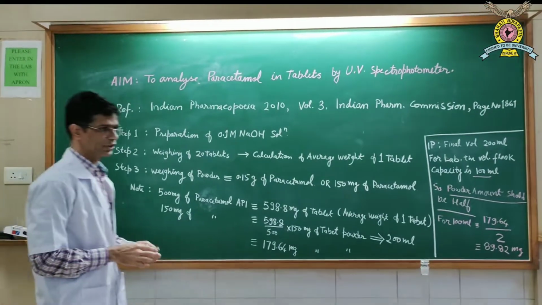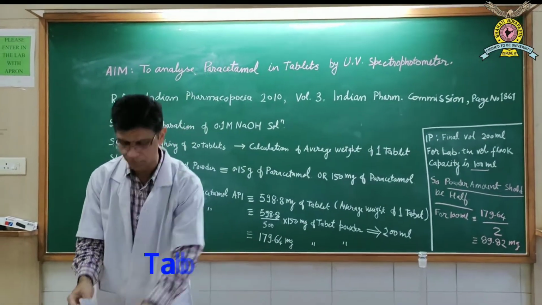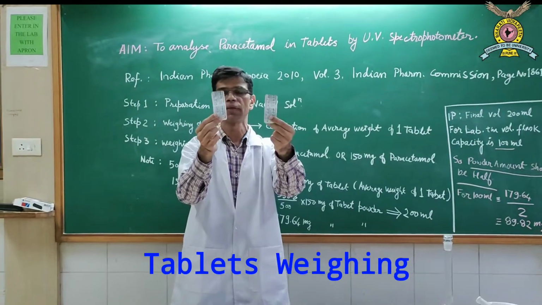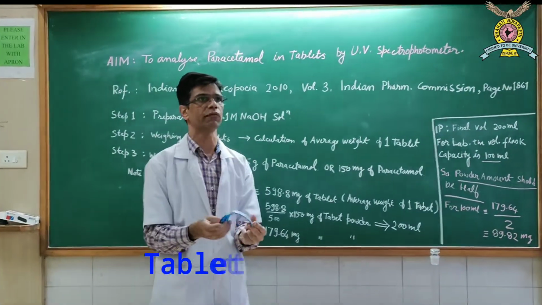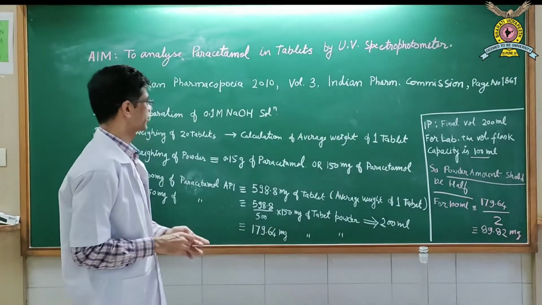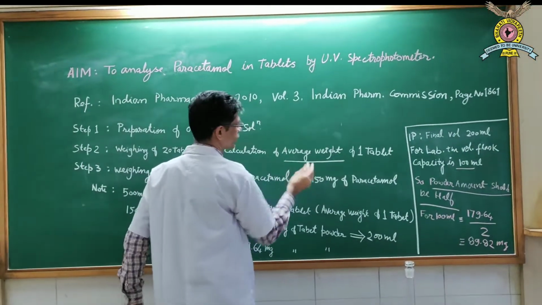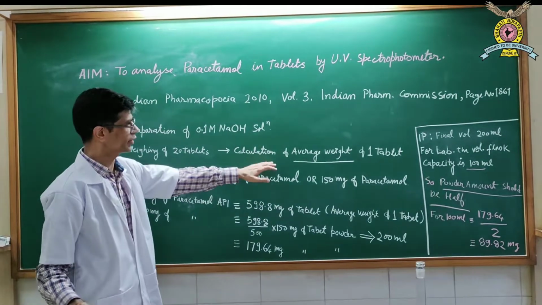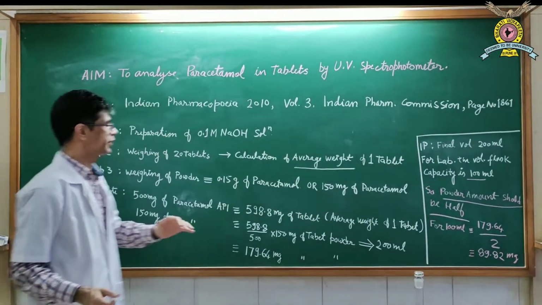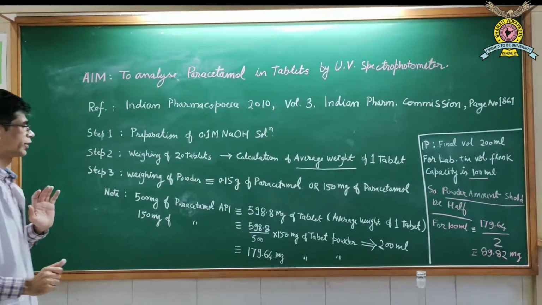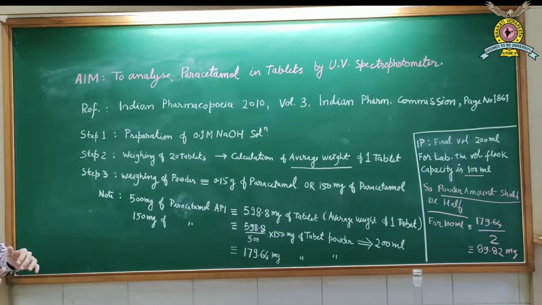Then, weighing of the 20 tablets. These are the marketed formulation tablets, and they should be weighed carefully. After the weighing, the average weight should be calculated. We have to weigh 20 tablets and divide by 20, and in this way the average weight can be calculated.